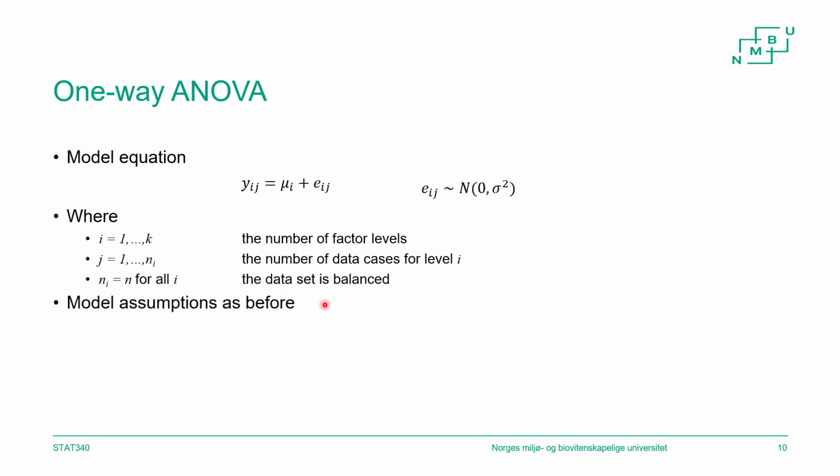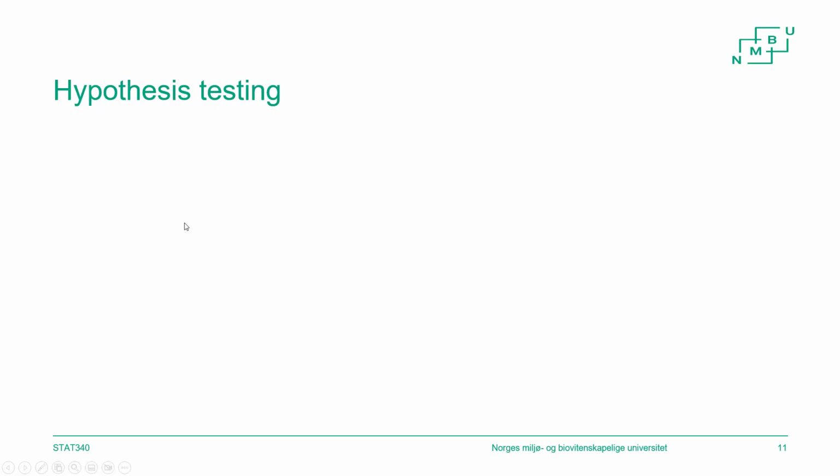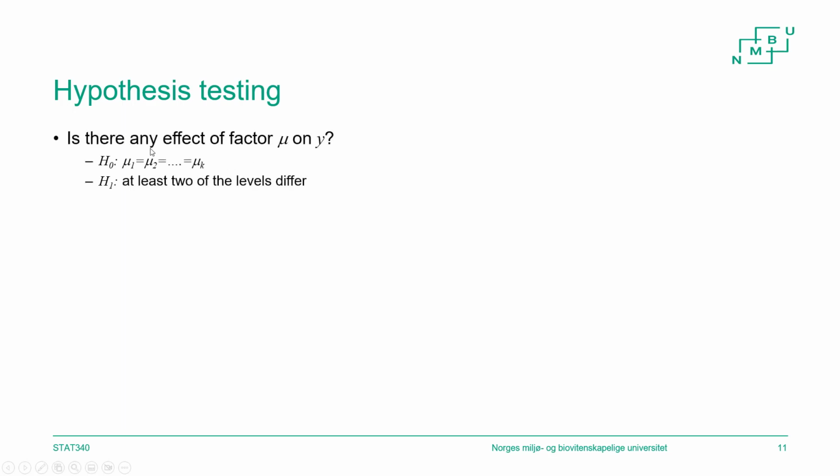The model assumptions are exactly as with regression. We assume constant variance, independent observations, normal distributed error terms, constant variance, independent data cases. Those are the assumptions typically. The hypothesis testing that we typically start out with is this. Is there any effect of the factor as a total on the response?